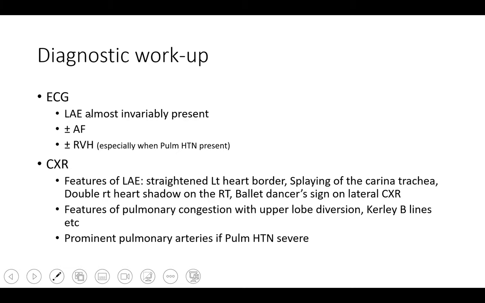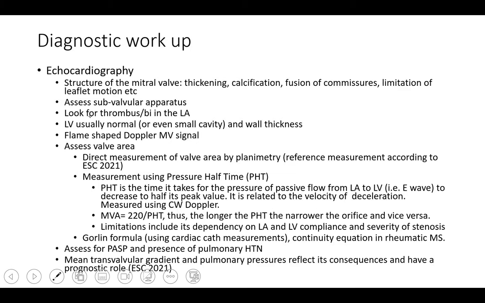deviation. So on chest X-ray, we see features of left atrial enlargement, like splaying of the carina, double right heart shadow, and the ballet dancer sign on the lateral X-ray. We could find features of pulmonary congestion, like Kerley B lines and upper lobe diversion. And if pulmonary hypertension is really severe, we could have prominent pulmonary arteries.